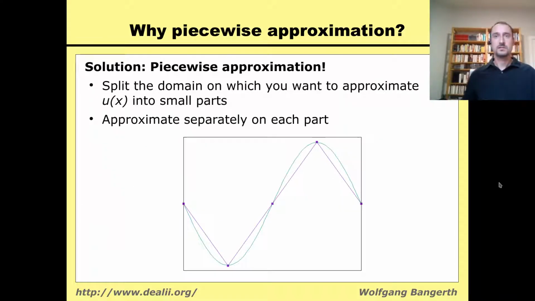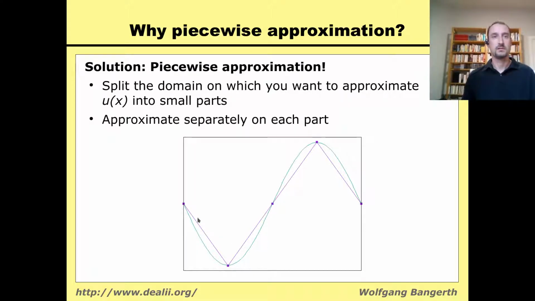So the solution to this conundrum is what we call piecewise polynomial approximation. I'm going to split my domain on which I want to approximate this u of x into small parts, and then separately approximate the function on each part. For example, here I want to approximate this green sine function. I split the domain into 1, 2, 3, 4 intervals, and on each interval I'm going to approximate the green function by a piecewise linear function. Piecewise linear means that on each interval it is linear.